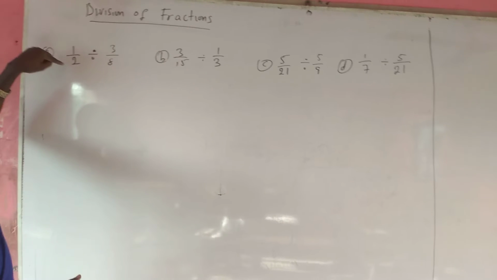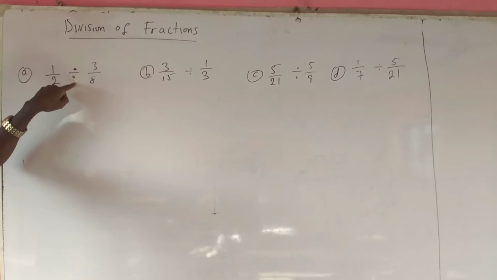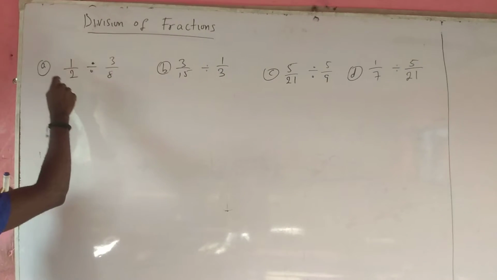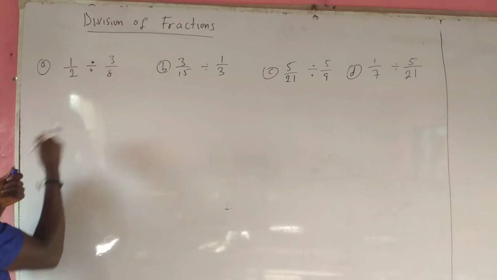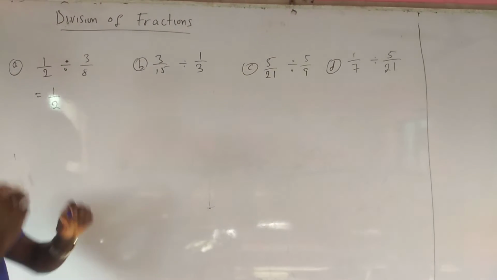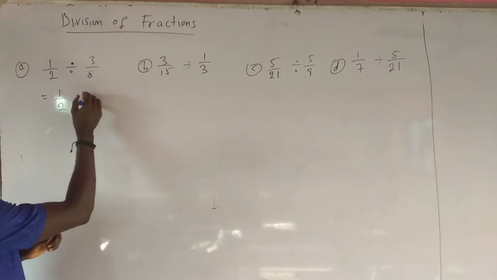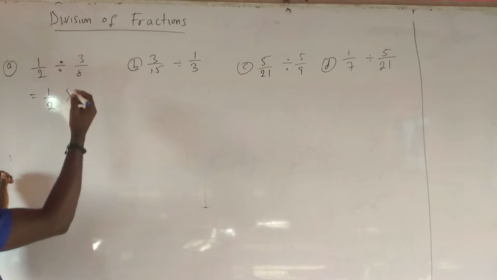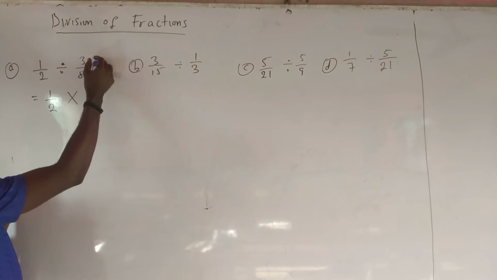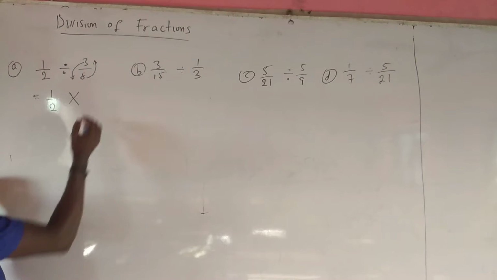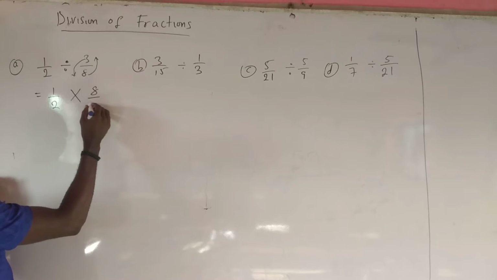Now we have 1 over 2 divided by 3 over 8. The first fraction says, leave me alone. So we leave this 1 over 2 alone. And the sign says, turn me, so you are going to turn it to multiplication. And the second fraction says, turn me around. So that means 8 is going to go up, 3 is going to come down. So that means we have 8 over 3.